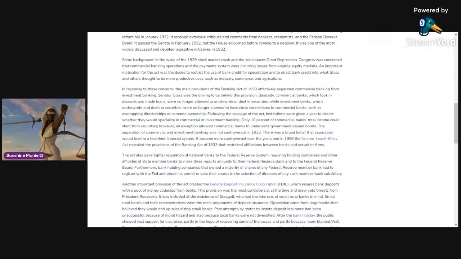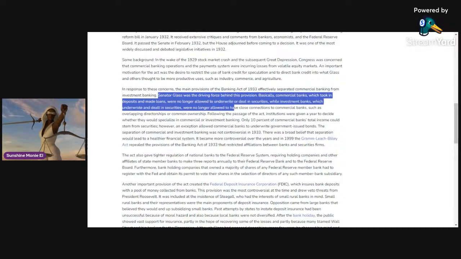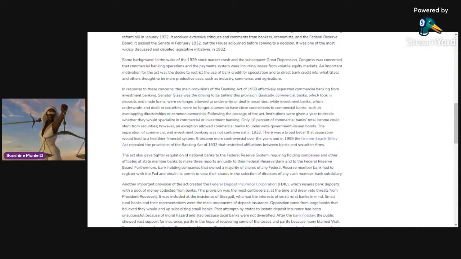Okay. So anyway, Senator Glass was the driving force behind this provision. Basically, commercial banks, which took in deposits and made loans, were no longer allowed to underwrite or deal in securities, while investment banks, which underwrote and dealt in securities, were no longer to have close connections to the commercial banks, such as overlapping directorships or common ownership.